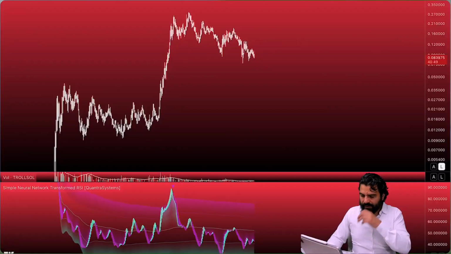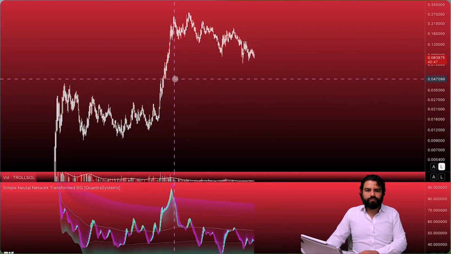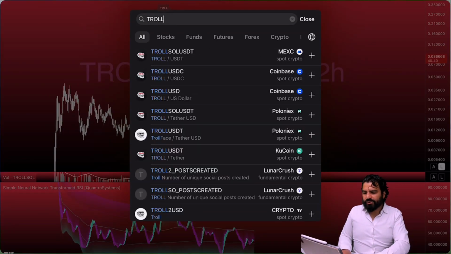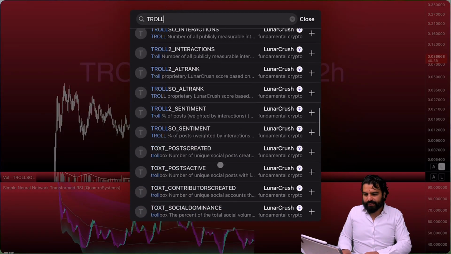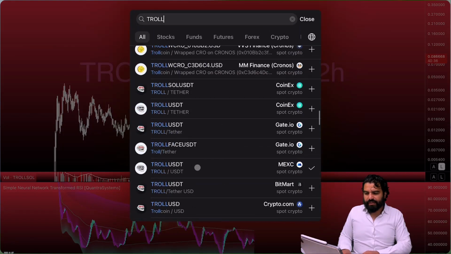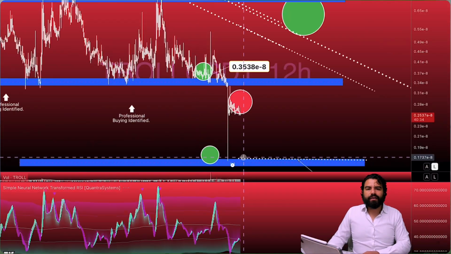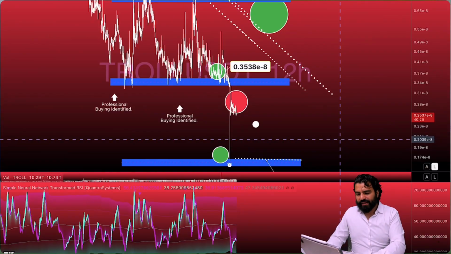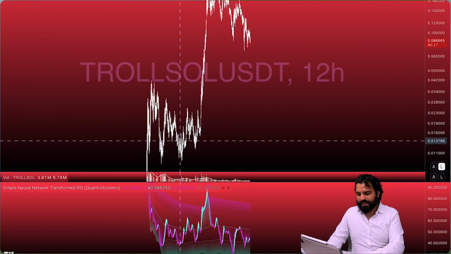So we'll pick a random crypto. Let's pick the crypto we looked at today. Let's look at TROLL.RUN, which is Troll on MEX. Should be right here. There it is with that symbol. Okay, and in this area, we saw large professional buying. Let me give you a good example of that type of divergence.